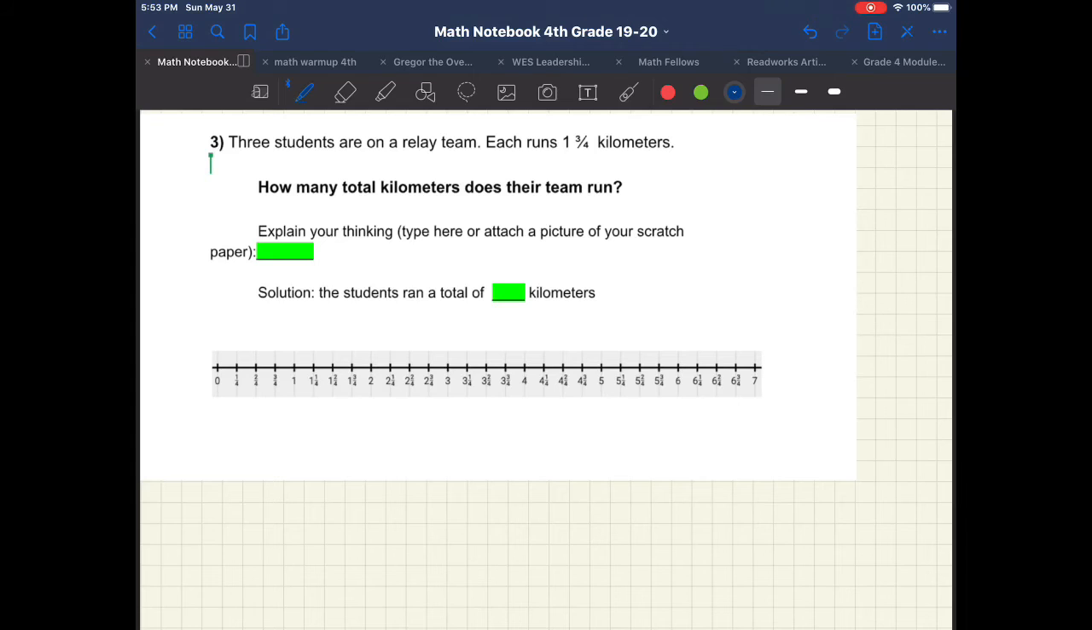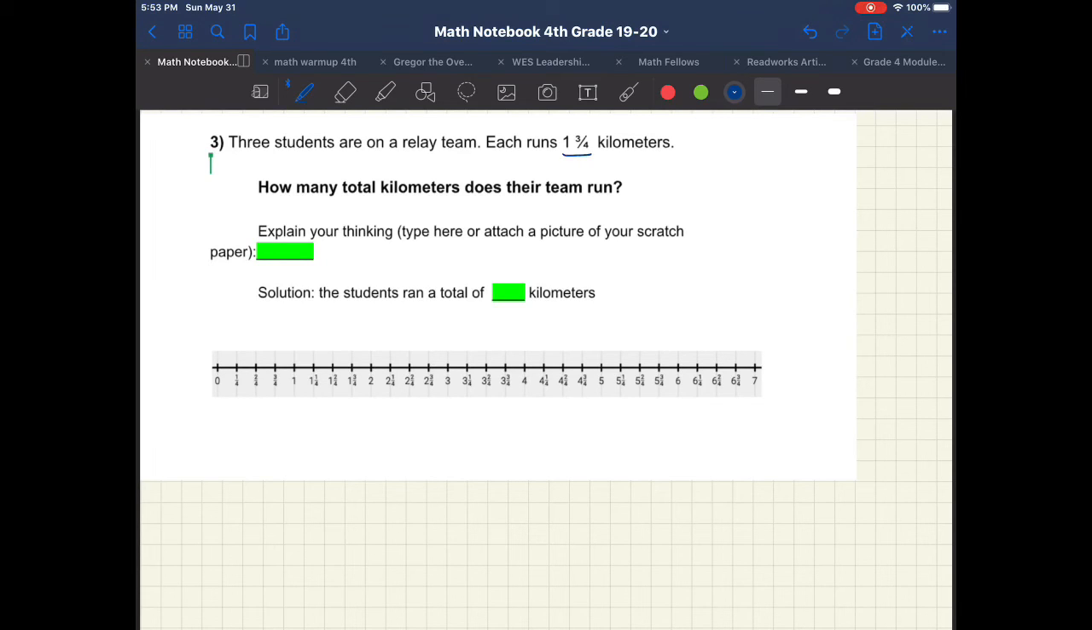Okay, number 3. 3 students on a relay team, and they each run a certain distance. I can picture them running, and they each run the same amount. And my question is, how many total kilometers does their team run? Okay, so I can picture that. I can picture adding up all 3 of their runs. Now I'll go back and look at the number.